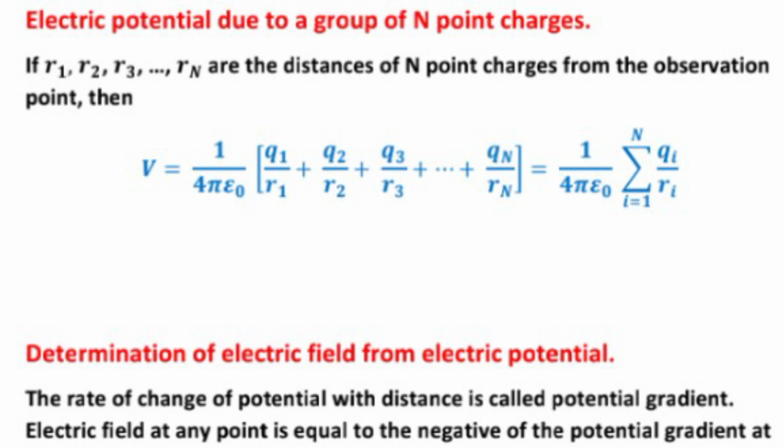Electric potential due to a group of n point charges. V = 1/(4πε0) Σ from i = 1 to n of Qi/Ri.